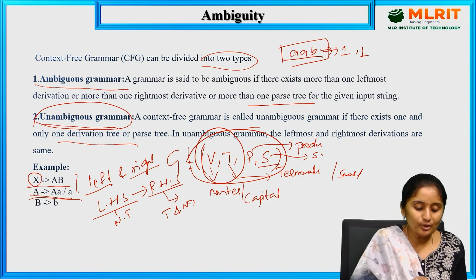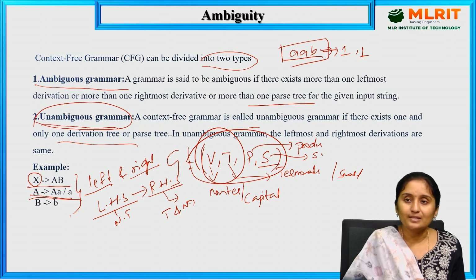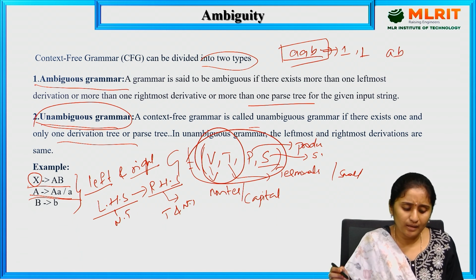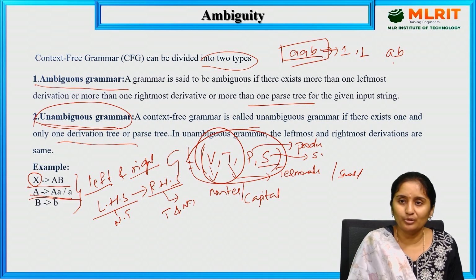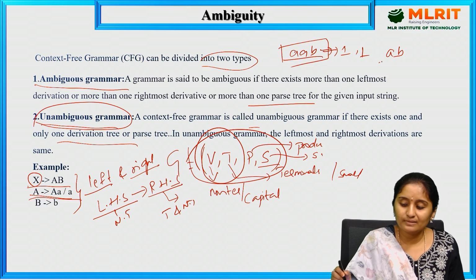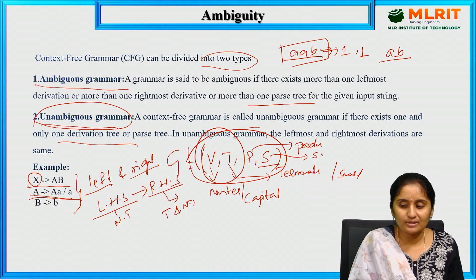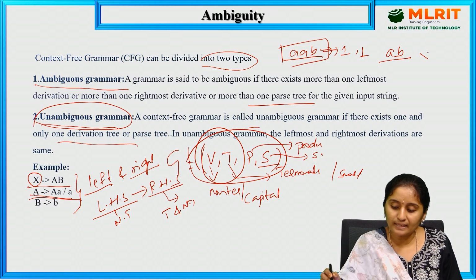For this production, let me check one string to see whether it is an unambiguous grammar or an ambiguous grammar. Let me take AB. AB is the string I want to generate. For this string, can I generate it as an ambiguous grammar or an unambiguous grammar? Let me check. Here the starting symbol is X. So X produces A.